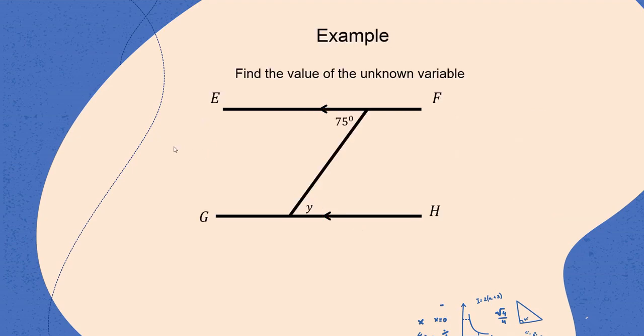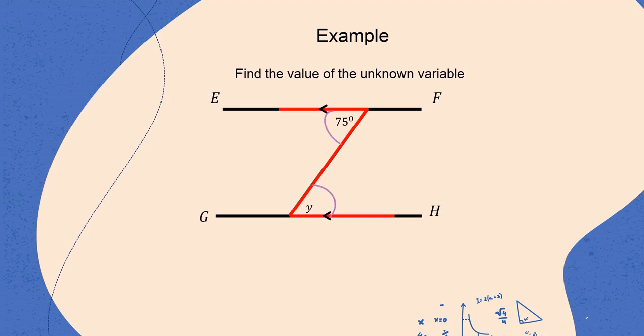Again, we are asked to find the value of the unknown. We are told that lines EF is parallel to GH, and we are required to find what is the value of Y in this case. That is our unknown variable in this question. So when I look at this problem, do you see something familiar? Because I do. I see a letter Z. And what does this tell me? When I think of the letter Z, this is co-interior. No, rather this is alternate angles.